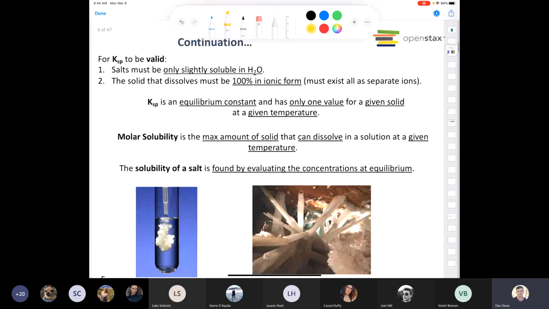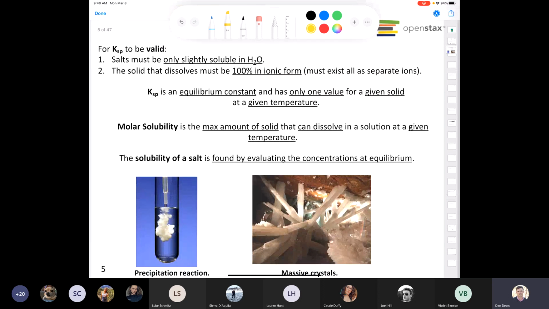In order for the Ksp to be valid, and this is sort of a housekeeping slide about the facts on Ksp, the salts have to be only slightly soluble in water. That's something that I told you already. That's why we don't have Ksp values for things like sodium chloride or sodium nitrate, things that are extremely soluble. So, again, slightly soluble in water. A solid that dissolves has got to be 100% in an ionic form, so it's got to consist of cations and anions.